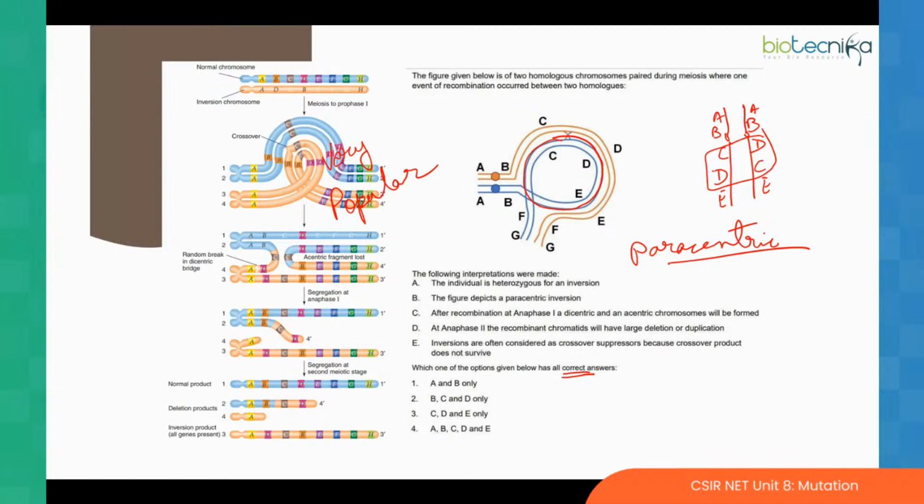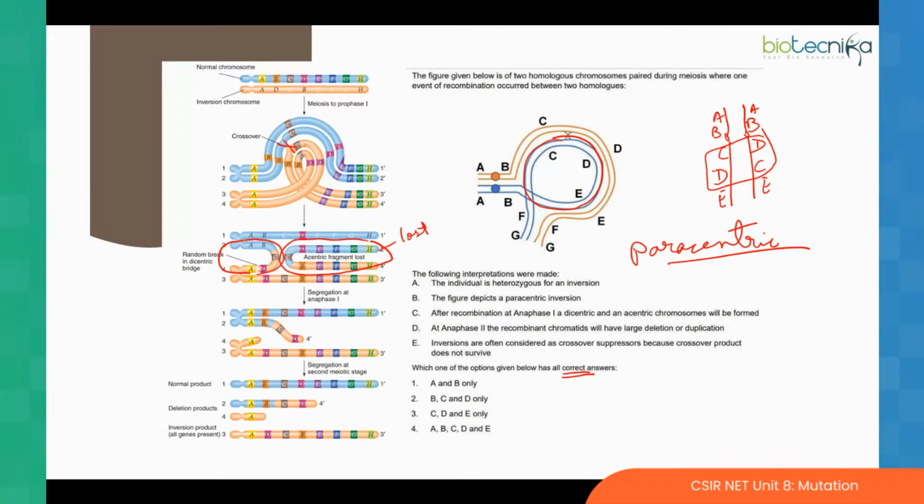Okay, so let's have a look here. In case of paracentric inversion, as you see here, the same structure is given. When crossing over happens like this, it will result in the formation of an acentric fragment and a dicentric fragment. This acentric fragment will be lost during the first meiotic division, because there is no centromere, so there is no way of spindle fibers attaching to it.